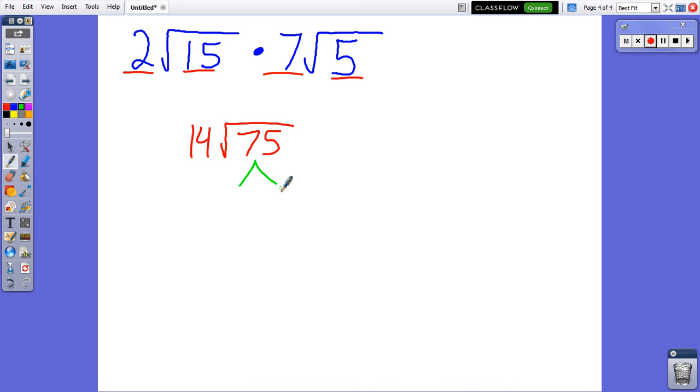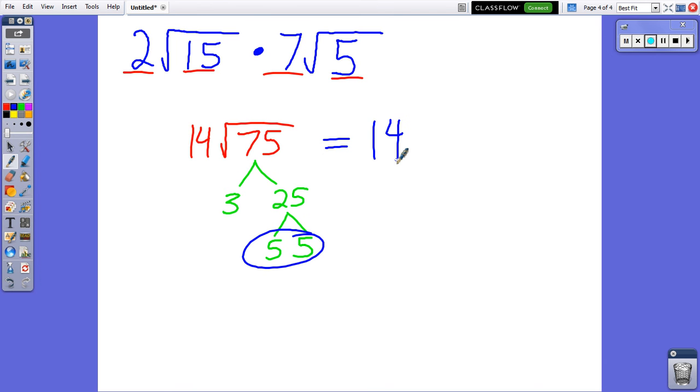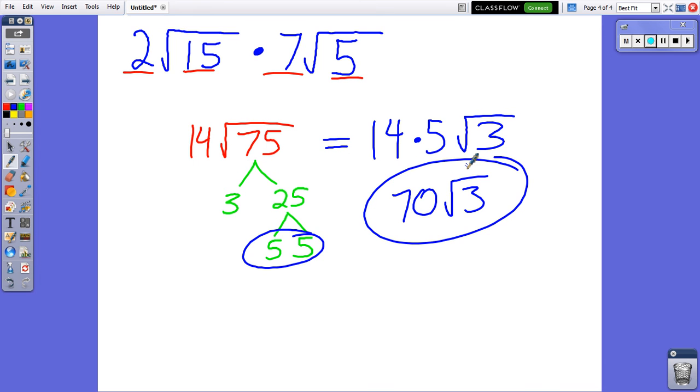So the square root of 75 can be reduced. So we can do 3 times 25, and 25 can be split into 5 times 5. So then we have a pair of 5's here. So we can again pull that pair of 5's out front. So then we're going to get, let's see, don't forget the 14. 14 times 5, then there's a 3 left underneath. 14 times 5 is 70. And so we end up with 70 times the square root of 3.